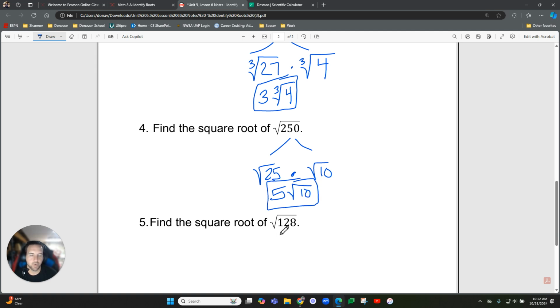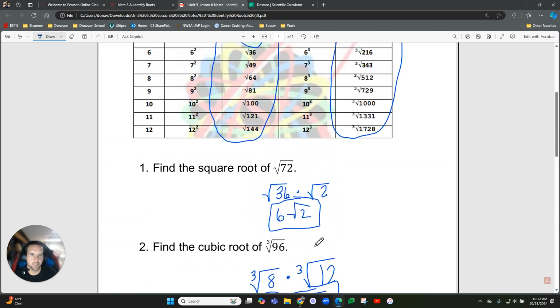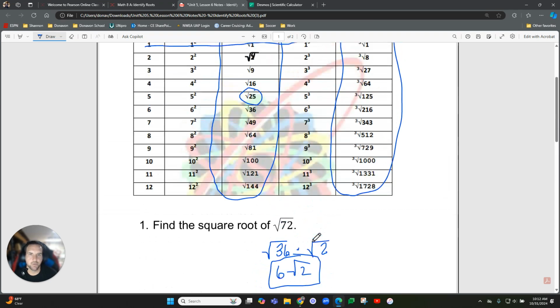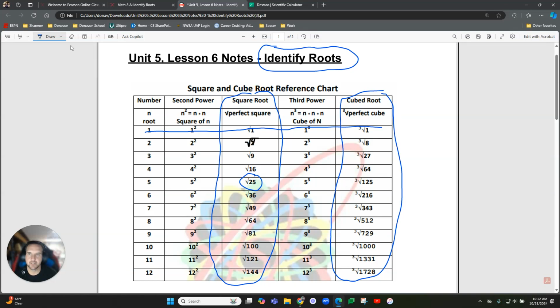And now we're going to do the square root of 128. I feel like we've already done that. Did we do? Nope, I guess not. All right, square root of 128. Maybe we did that in a different lesson.